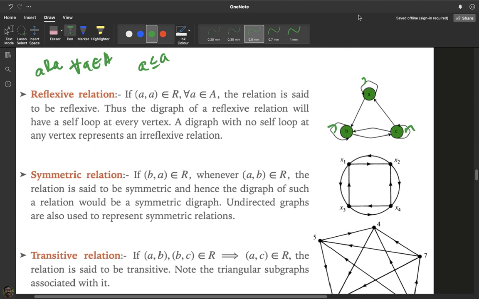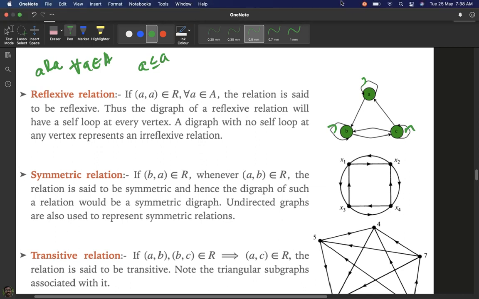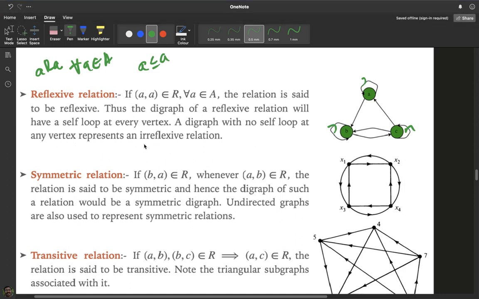So the diagram of a reflexive relation can be recognized by looking at whether every vertex has a self loop. Now suppose none of the vertices have a self loop. What does that mean? That means none of the elements are related to itself. Such a relation is called an irreflexive relation, which we have studied more in the previous courses. So if none of the vertices are related to itself, it is called irreflexive. If all the vertices are related to itself, it will be called reflexive, and the corresponding diagram will have self loops at all the vertices. And in an irreflexive relation, this is just for information, none of the vertices would have self loops.